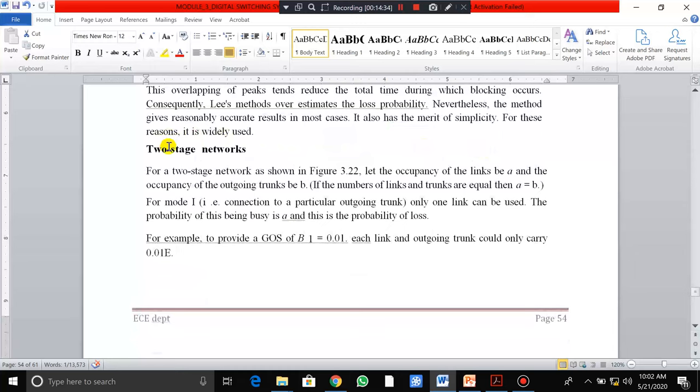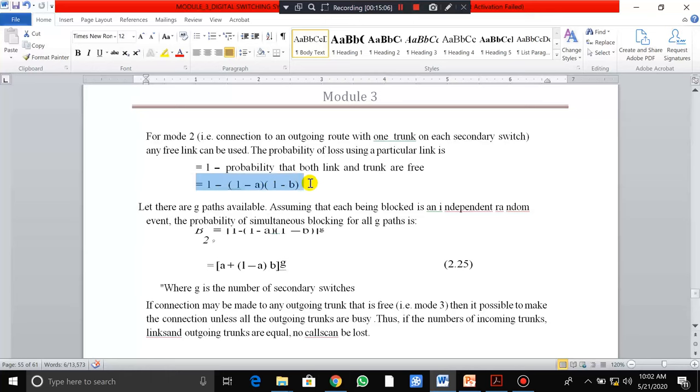So next, the two-stage network. For a two-stage network, let the occupancy of the link be A and the occupancy of the outgoing trunks be B. For mode 1, we have a connection to a particular outgoing trunk, only one trunk can be used, and the probability of it being busy will be taken as B, and this is the probability of loss. Okay, for example, the grade of service B1 is taken as 0.01. So this is the equation you have to remember for mode 2, and this is the equation you have to remember for path availability.